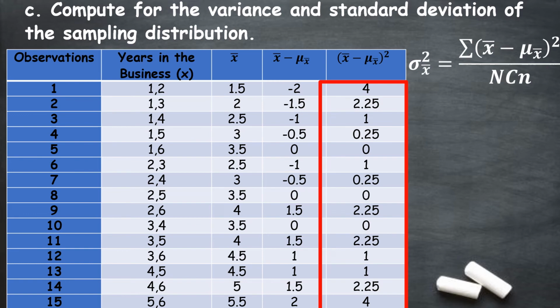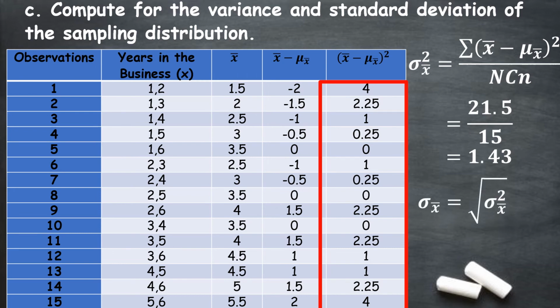So for us to get the sample variance, all we have to do is add the numbers in the last column and divide it by the number of observations. So we add 4 plus 2.25 plus 1 plus 0.25, and so on and so forth. Then we divide it by 15. Doing so, we will have 21.5 all over 15, and the simplest form of that one is 1.43. So our sample variance is 1.43.